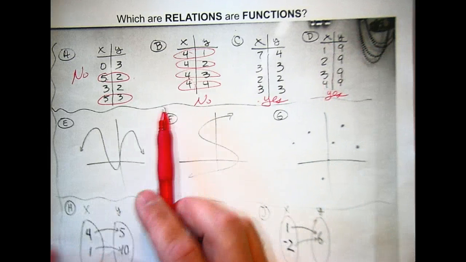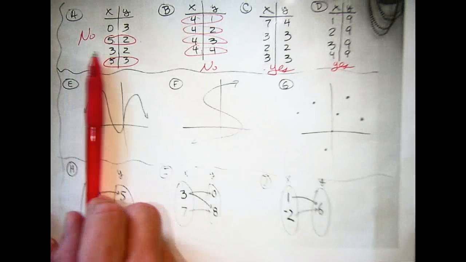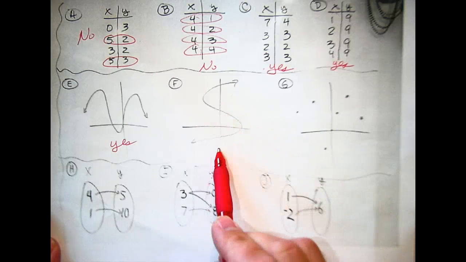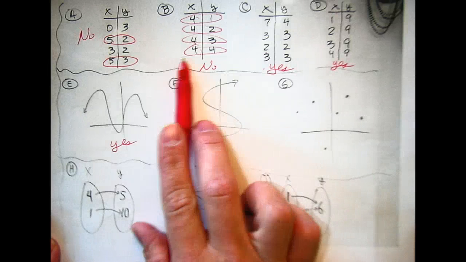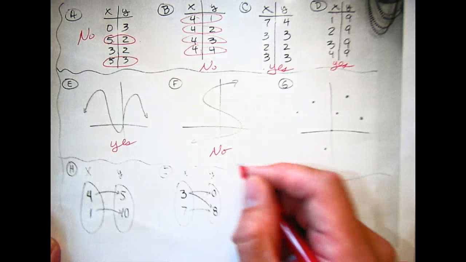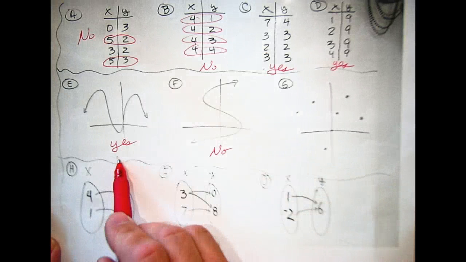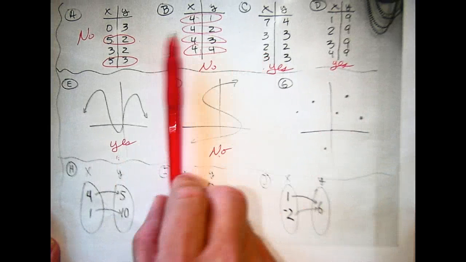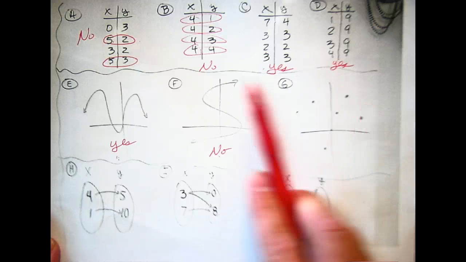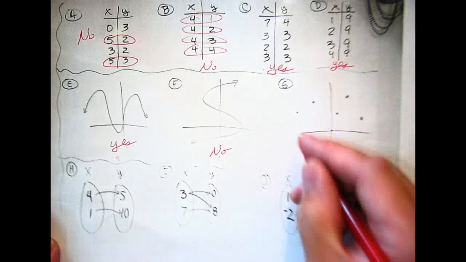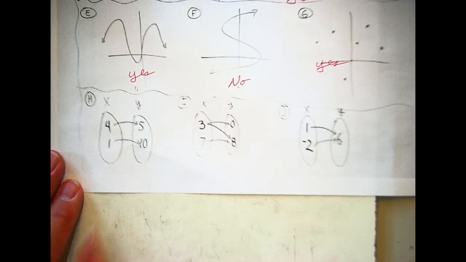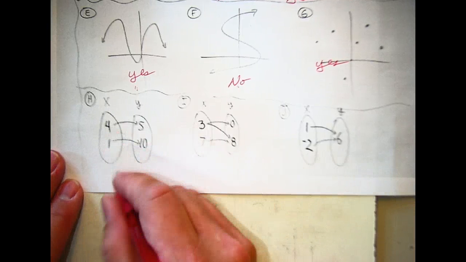Okay. Letter E. Does it pass the vertical line test? Yes. So this is a function. Is this one a function? No, not a function. It says which relations are functions. So if they are, say yes. So yes and no. Doesn't pass the vertical line test. It hits the graph more than once. How about here? Yes. All right. Letter H. Yes. X's go to different y's.